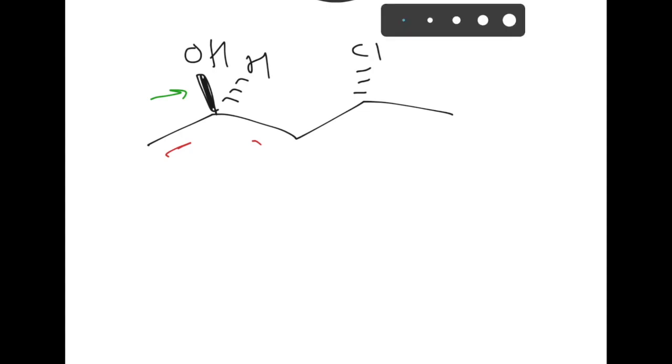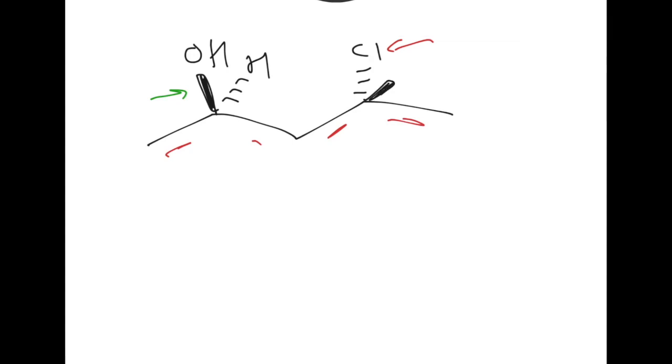Same thing over here. I've got my two in-plane groups. I've got my wedge, or sorry, my dash. The group I don't see is a hydrogen. And that hydrogen has to fill both being the fourth thing that's bonded to the carbon, and I need to have a wedge group. Make sense? Seem reasonable?